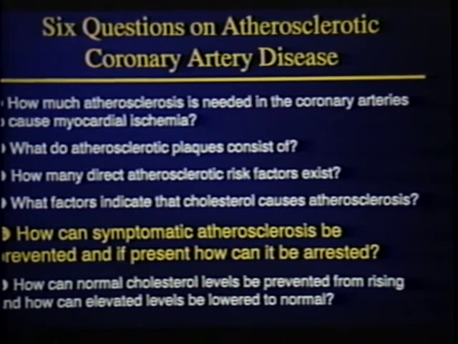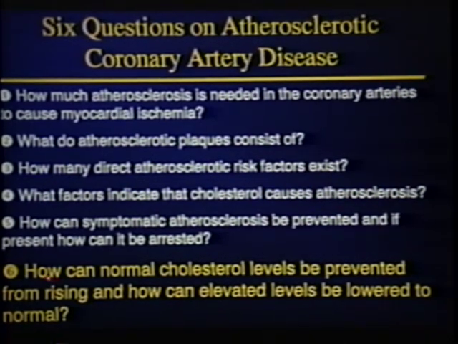I'll give them everything we have to offer, which is probably cholesterol-lowering agents. Okay. How can symptomatic atherosclerosis be prevented, and if present, how can it be arrested? You were getting at it. If the cholesterol level is under 150, you just want to make sure it stays there. It doesn't go up. If it is elevated, you want to get it down. That's how atherosclerosis can be prevented.